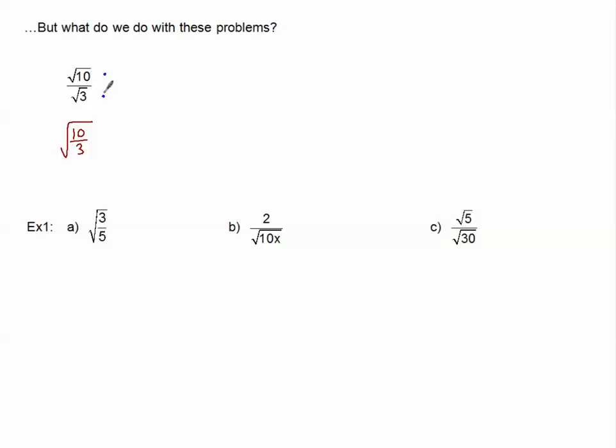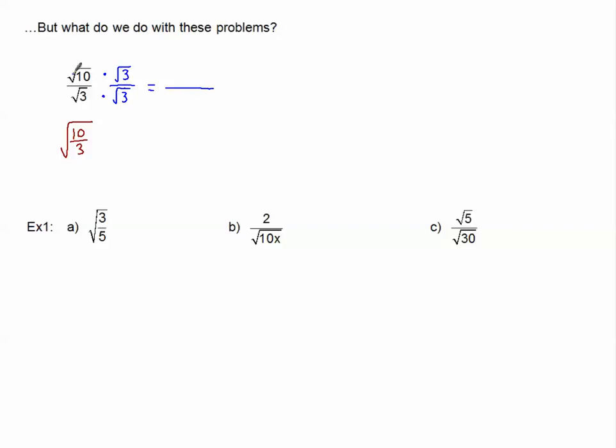And watch what I'm going to do. If I multiply the numerator by the square root of 3, and I multiply the denominator by the square root of 3, then I've multiplied this big fraction by the square root of 3 over the square root of 3. And of course, anything divided by itself is 1. So I've ultimately just multiplied by 1. But watch why this is so powerful.